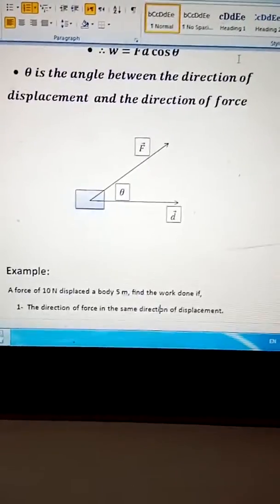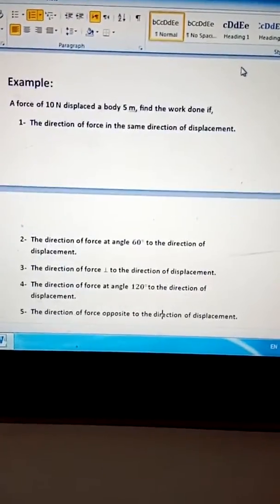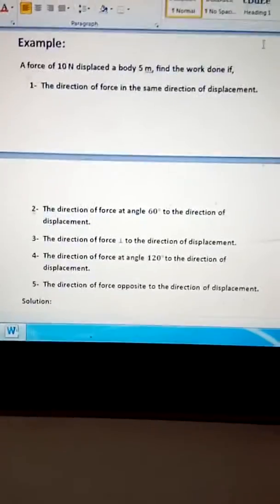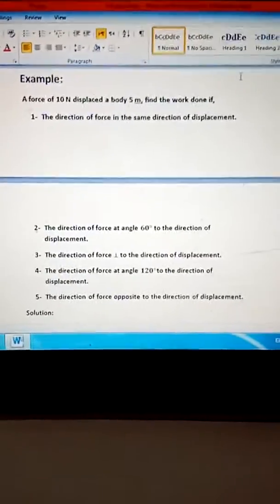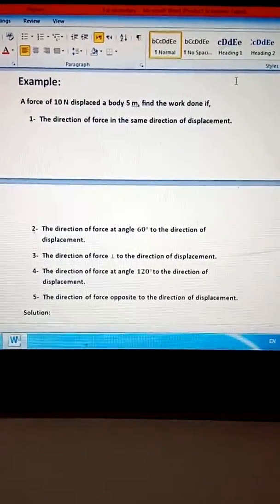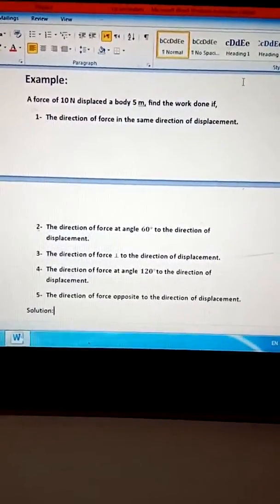Now we will explain an example to show the properties and special cases of work done. Let a force of 10 Newton displace a body 5 meter. Find the work done if the direction of force is in the same direction of displacement.